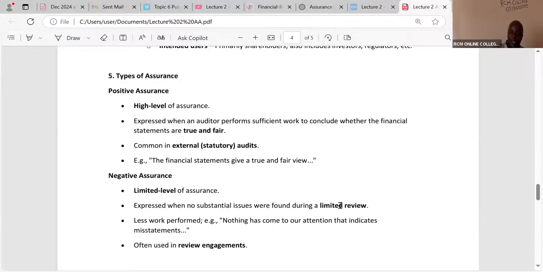So in this case, I'm going to give you this opinion. I'm going to give you this assurance when we have what we call a limited review. There is less work performed. So this is how these will read: nothing has come to our attention that indicates misstatements.